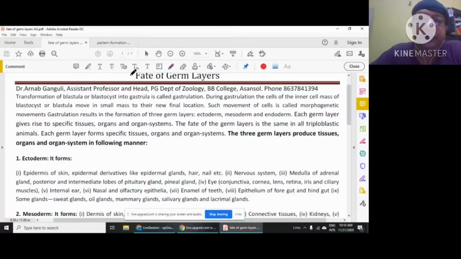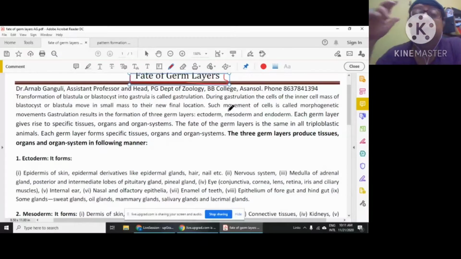The first thing I will be talking about is the fate of germ layers. So we know one thing: during development, the zygote turns into the blastula, then the gastrula, and during this formation three layers are formed. One is the ectoderm, the other is the endoderm, and in between is the mesoderm. And in the mesoderm, a fluid-filled cavity is formed, and that is known as the coelom.